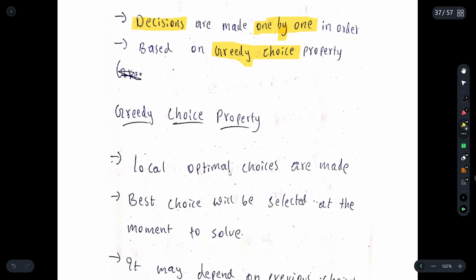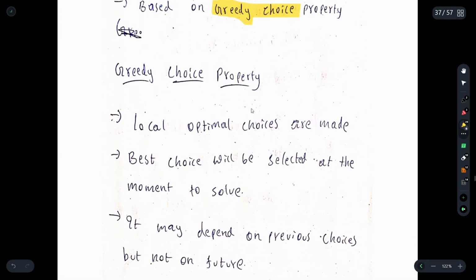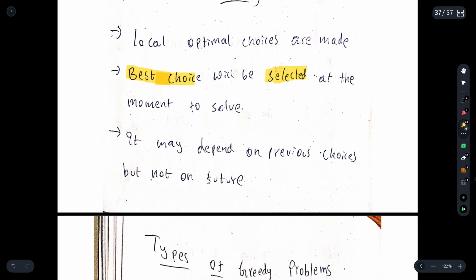So what is the greedy choice property? The greedy choice property is something where we can say it doesn't think about the future. It will just think about the present solution. It will check for the local optimal choices, and then the best choice will be selected at the moment to solve. So it may depend upon the previous choices but not on the future. It will just think about the present choices.